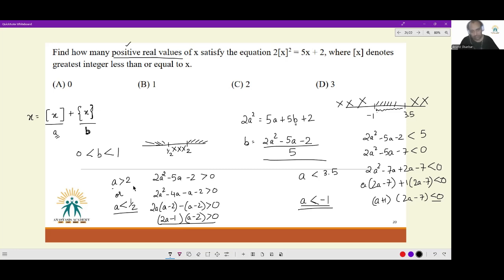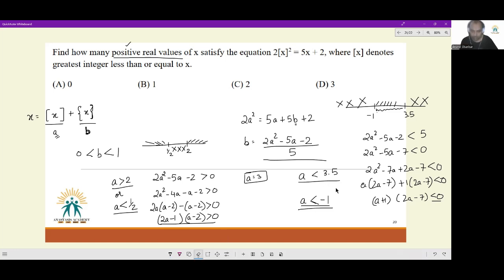On the right hand side, the ranges that I get is A is greater than 2 and A is less than 3.5. This gives us an acceptable value of A. A can be equal to 3. It is greater than 2 and it is also less than 3.5. This is excellent for us.